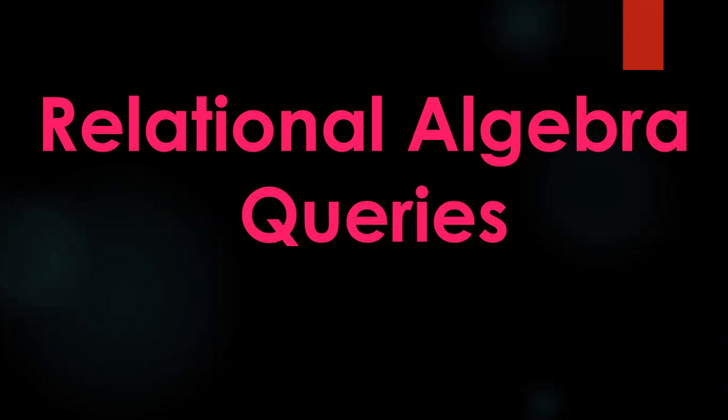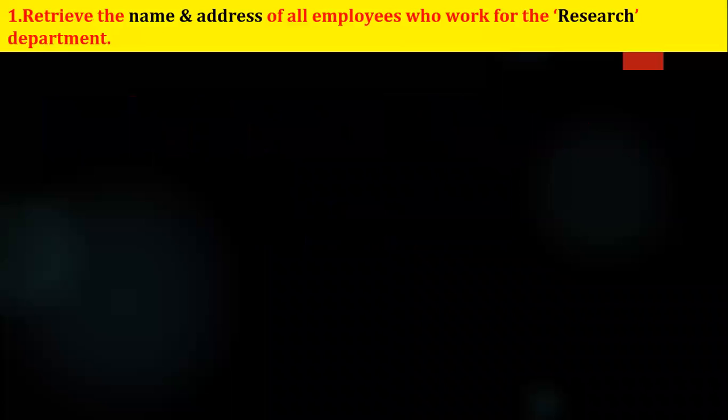So let's start with a very simple query: find the name and address of all the employees who work for the research department. As I said, the first step to solve any query is the identification of the relations, that is, the tables where our data is available. That can be decided by seeing the question. In the question, we need to retrieve name and address of employee. Where will name and address be available, as we already know the company database?